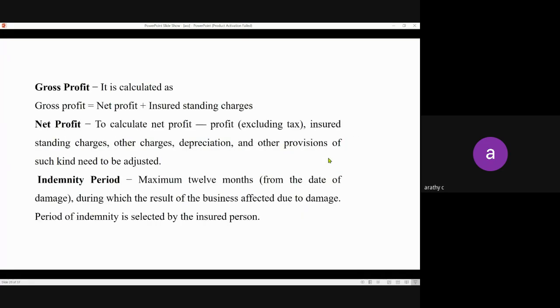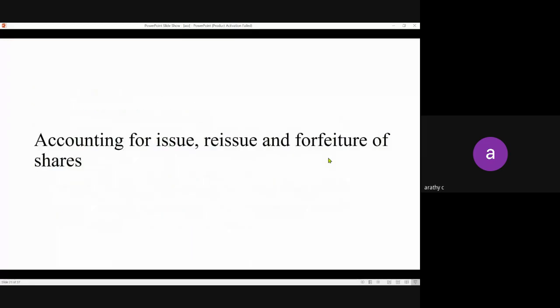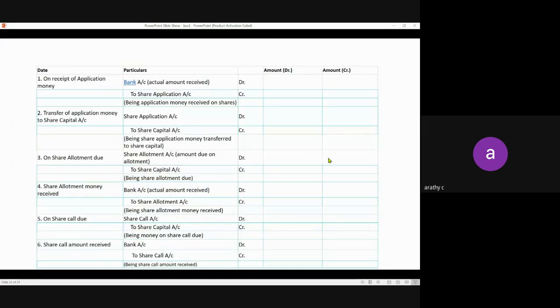These are about the insurance claim. Next, moving on to the next topic, accounting for issue, reissue, and forfeiture of shares.